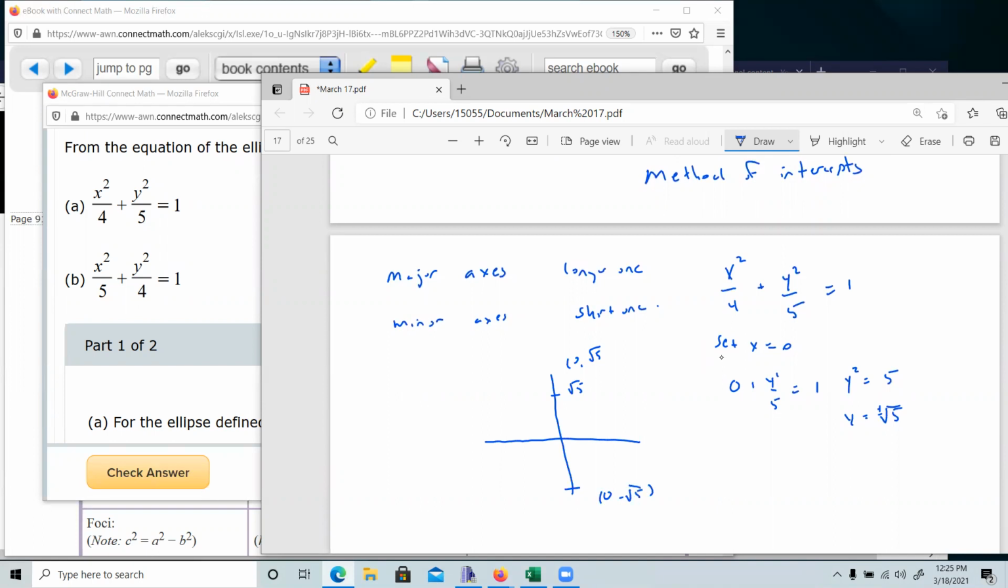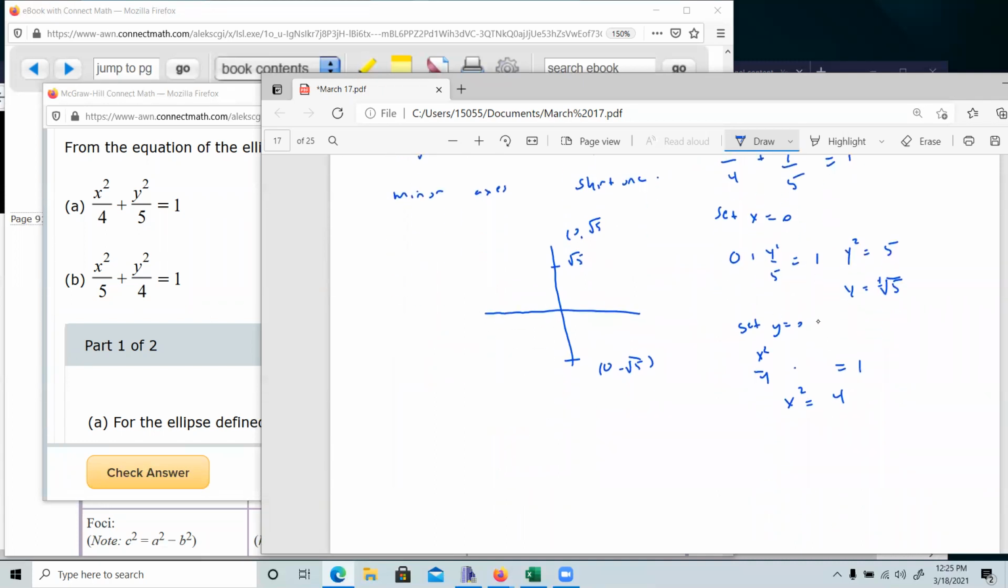Next step is that we're going to set y equal to 0. So we have x squared over 4 plus 0 is equal to 1. X squared equals 4. X is plus or minus 2. So this was (2, 0) and (negative 2, 0).